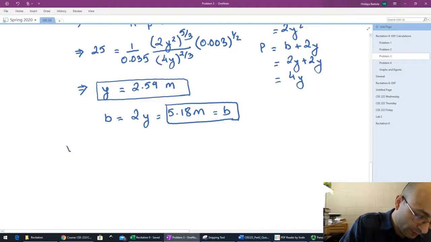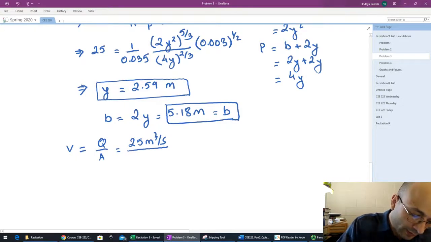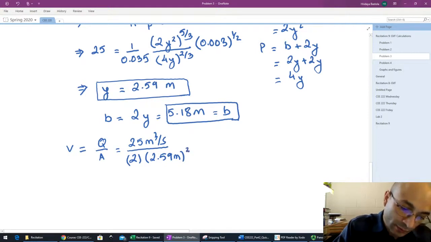Let's start first with velocity. Velocity is Q over area. We have discharge of 25 meter cube per second, and we have area of by, so 2y squared, 2 times y of 2.59 meter, squared. This gives us a velocity of 1.86 meter per second.